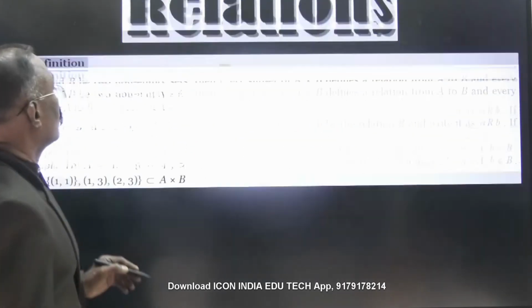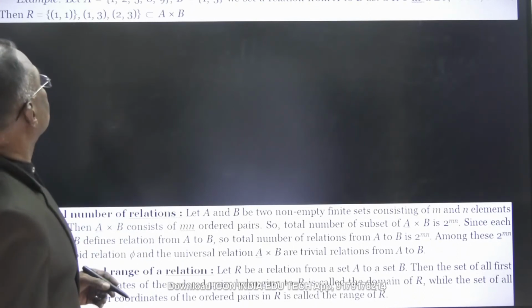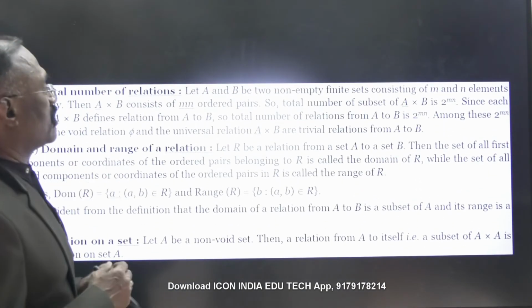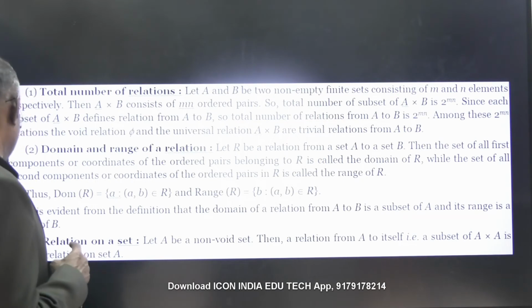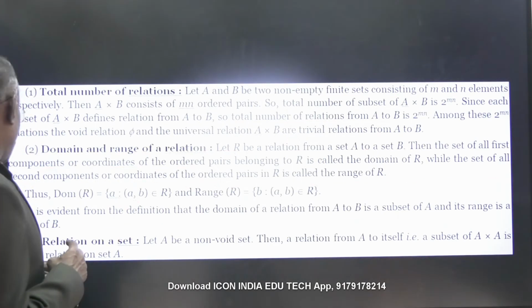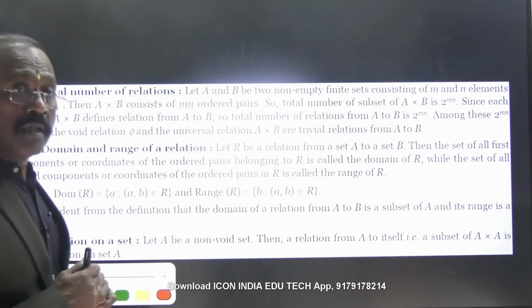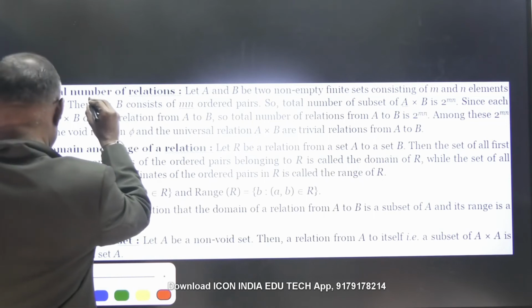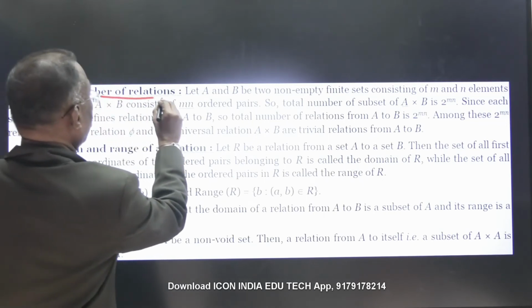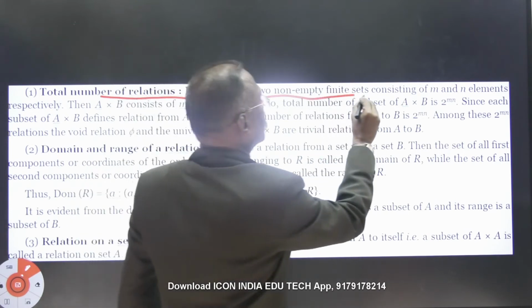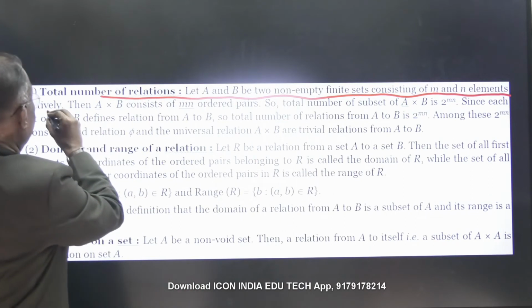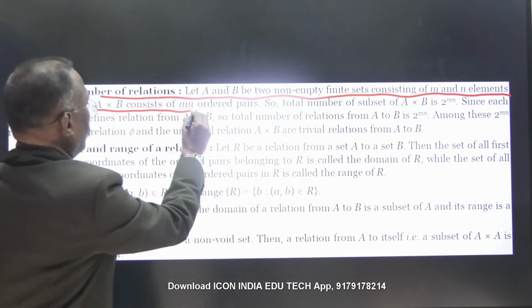That is, if you take total number of relations, my dear boys and girls, how many total number of relations are possible if we take two sets? Total number of relations, just check it out. Let A and B be two non-empty finite sets consisting of m and n elements, respectively. Then A cross B consists of m into n ordered pairs.